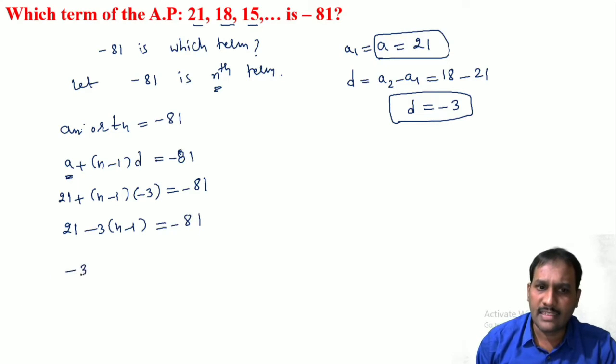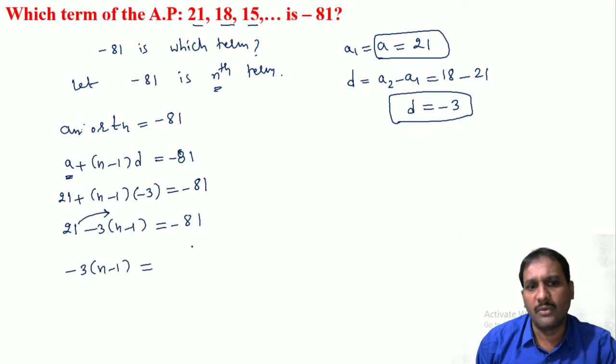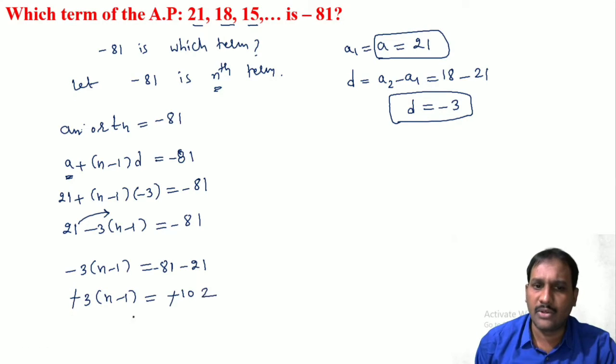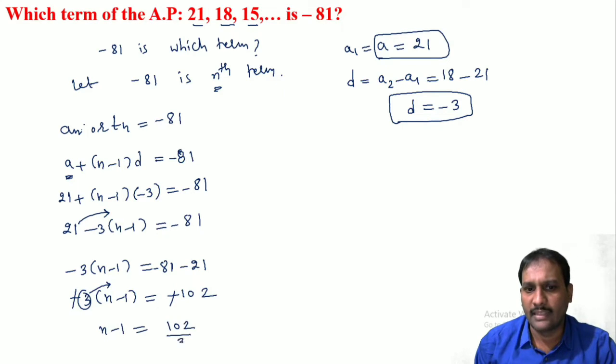So -3 into (n - 1) is equal to, transposing 21 to the other side, -81 - 21. So that is -3 into (n - 1) is equal to -102. So on both sides the negative symbol you can cancel, and n - 1 is equal to, sending 3 to the other side, it will become 102 by 3. So n - 1 is equal to, if you simplify, 3 3s are 9 and 3 4s are 12.